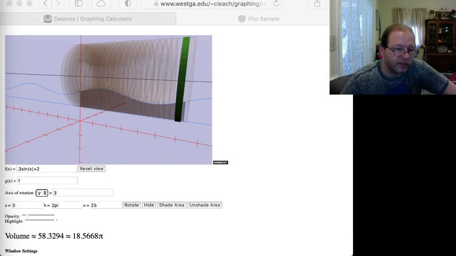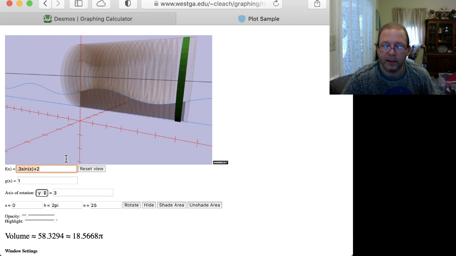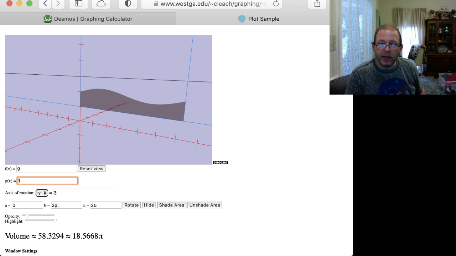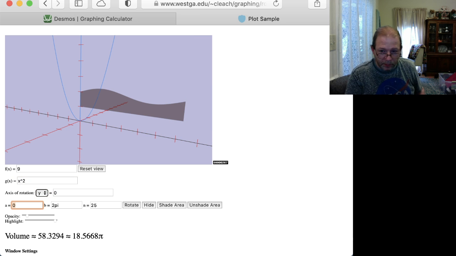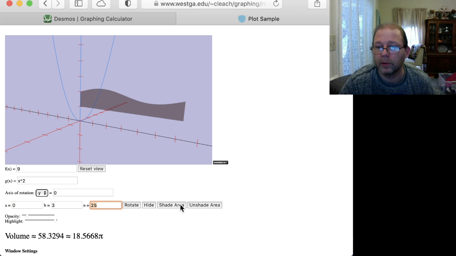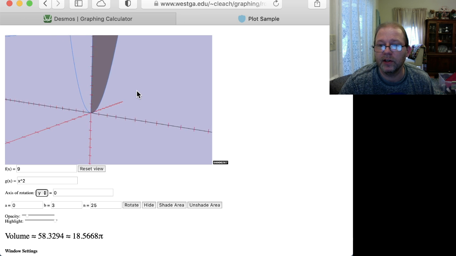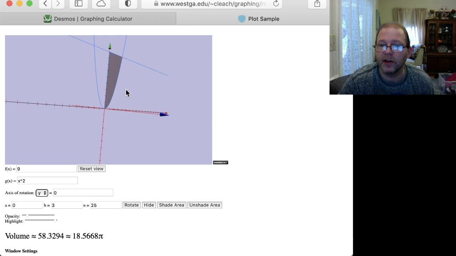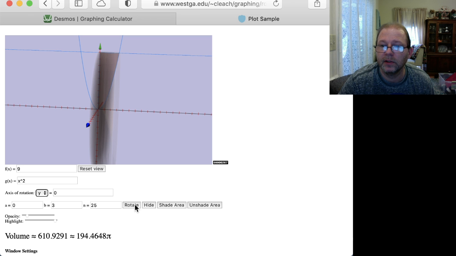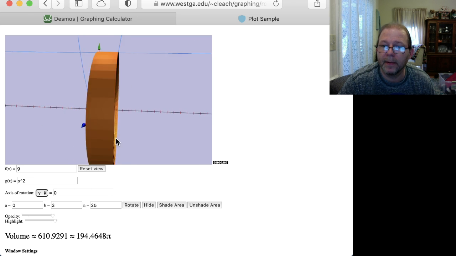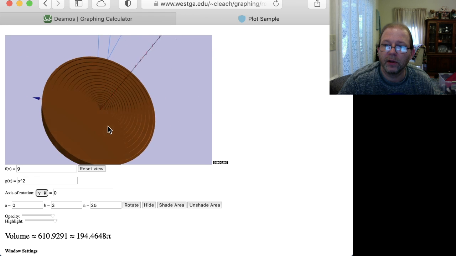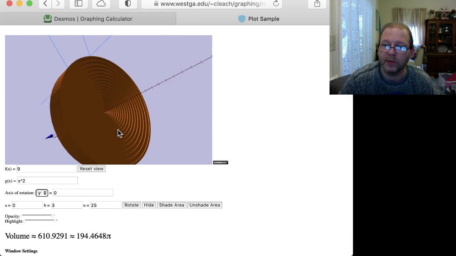So let's look at the computer drawing. The function we had here was y equals x squared. On top we had the function y equals 9. And we're going from, what was it, from 0 to 3. So we're taking this area here. Let me zoom out so we can see it. We're taking that area and rotating it around the x-axis. So we get this. Let's turn the opacity up. If you turn it on its side, it looks kind of like a stadium or something.